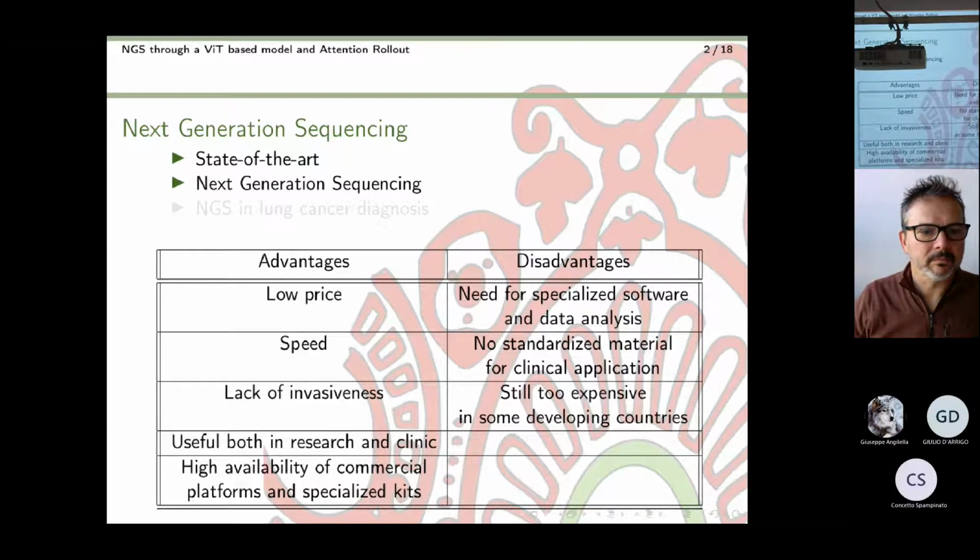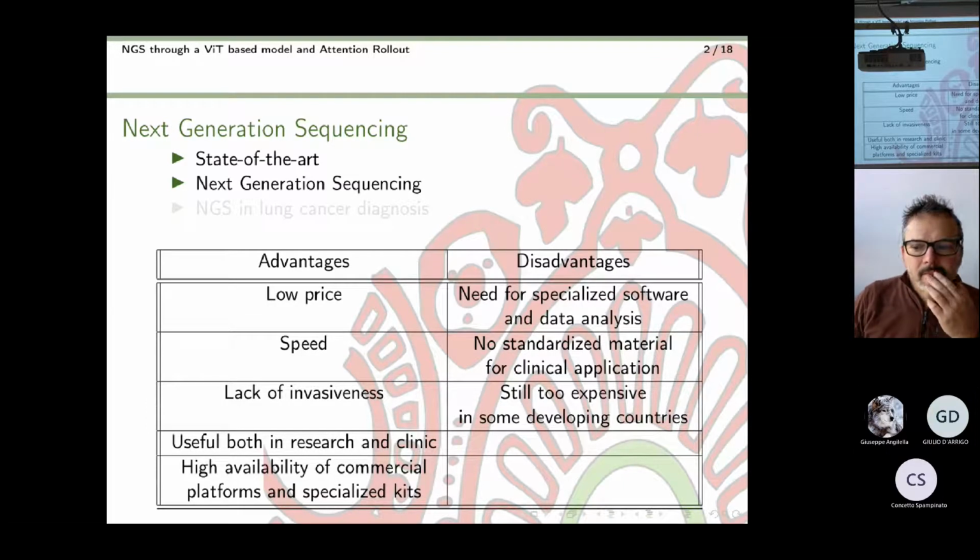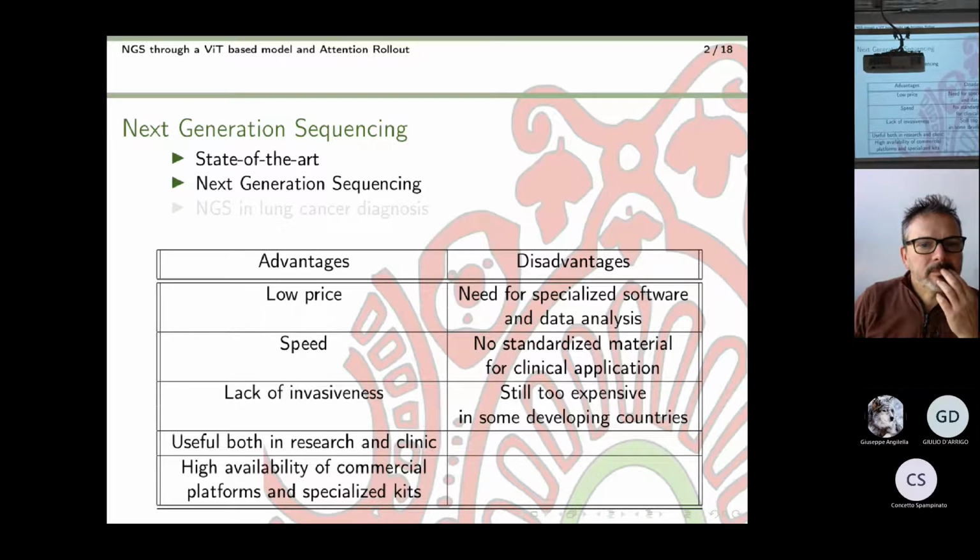So first of all, we have the fact that such tools are cheap, so low price. We have speed and also lack of invasiveness. Indeed, NGS are presented as a valid alternative to the very invasive technique of biopsy. They are used both in clinical environments, but also in research, so they are freely available to the average researcher. And also, they show a high availability of commercial platforms and specialized kits.